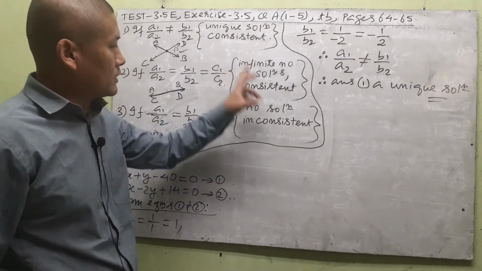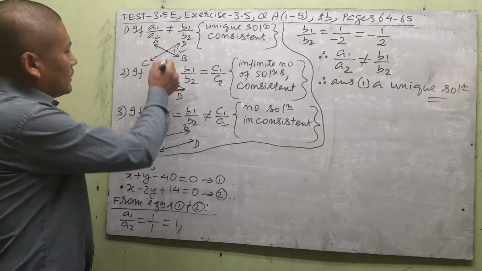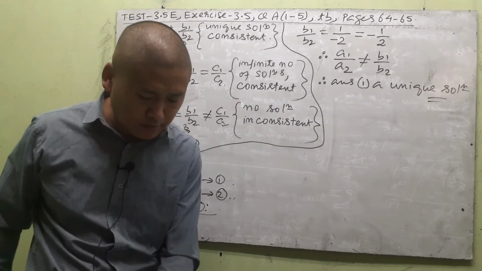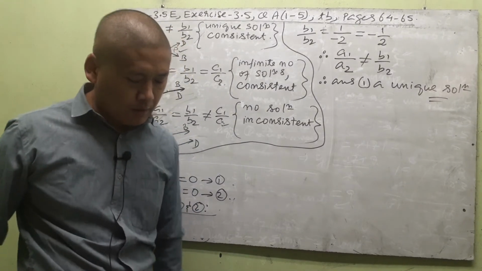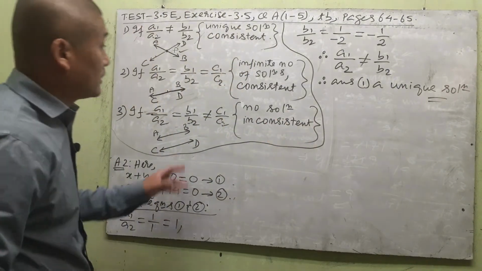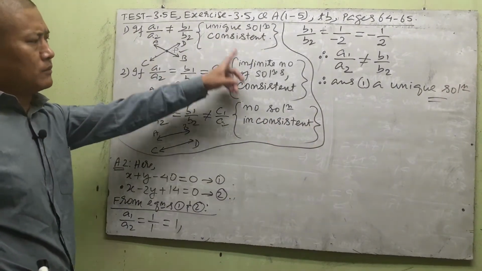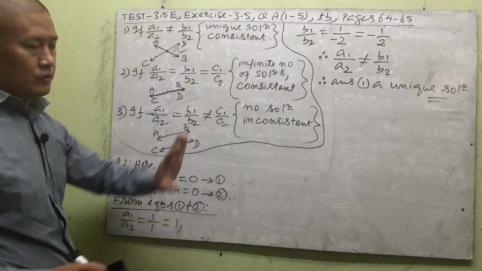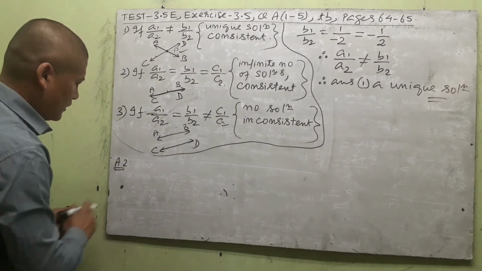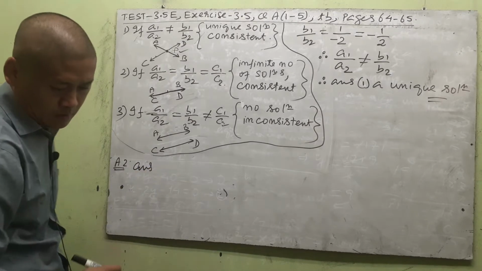Consistent, this is called coincident. So intersecting means they are coincident. That means intersecting or coincident. So you write there, coincident means consistent. That means coincident means they have a solution. Okay. So A2, the answer, simply you can write the choice. The answer for this 2 is choice number 4.